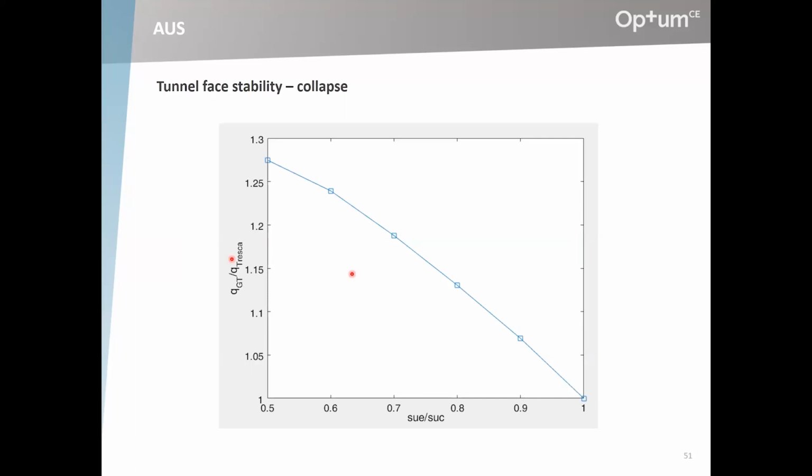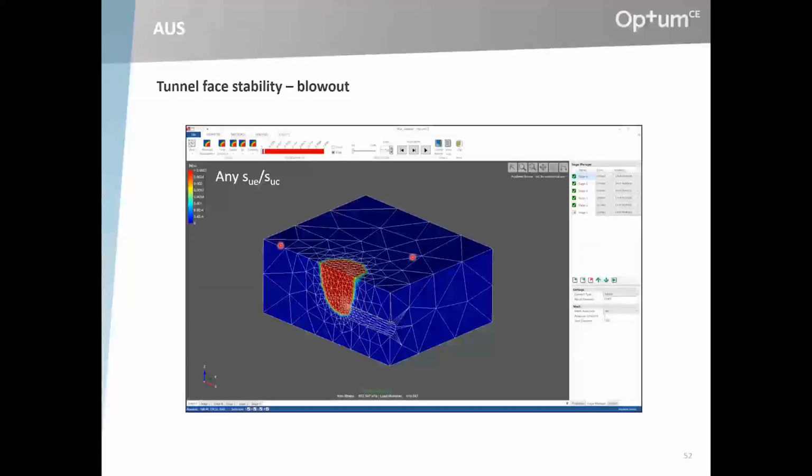What I plotted here is the extension to compression ratio versus the collapse pressure normalized by the Tresca collapse pressure. So once you get down to 0.5, you have an increase of about, I think, 27% or so. So it's not a huge amount, but it means something, and it's what it is for this particular problem. And then for the blowout problem, that's interesting because it turns out that the blowout pressure is completely unaffected by the extension to compression ratio. And that kind of makes sense, of course.